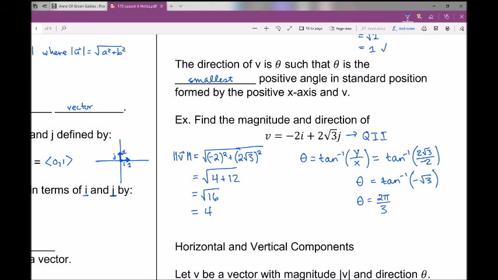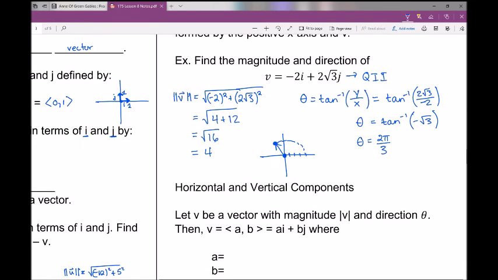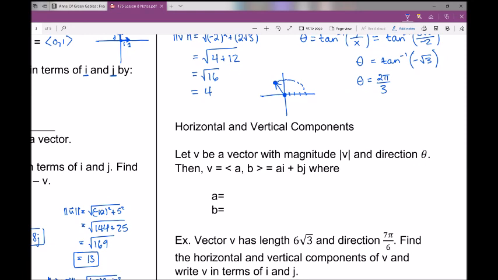So what this vector looks like now is, instead of just thinking about it as negative 2 to the left and 2 square roots of 3 up, we can think about it as going out a radius of 4 and going around to the angle 2 pi over 3. So we get that vector looking like this. It's kind of like a polar way of looking at vectors, I guess, is a good way to think about it. So the last thing I want to talk about is just how to find horizontal and vertical components using this kind of polar idea.